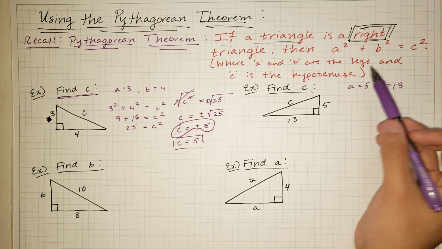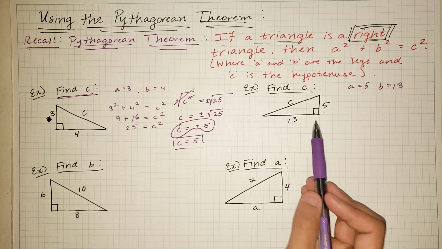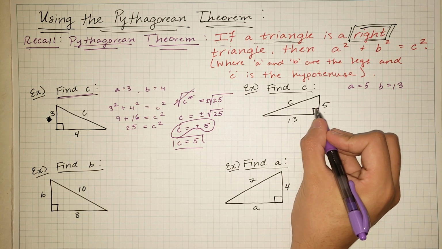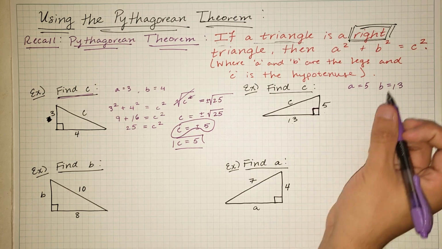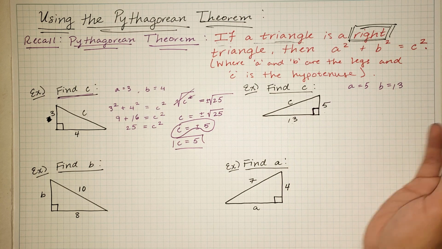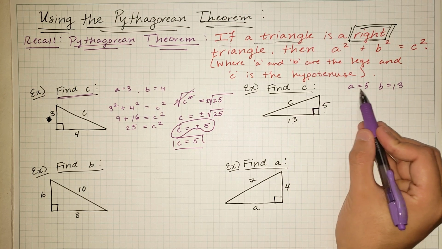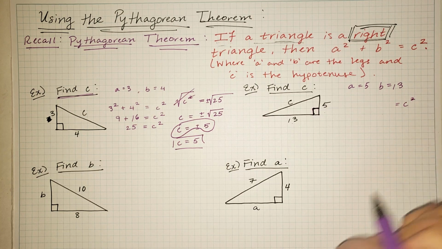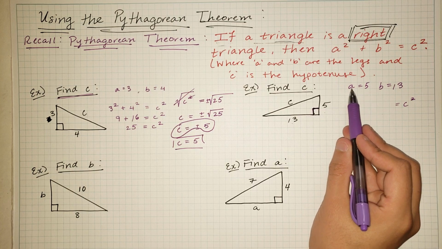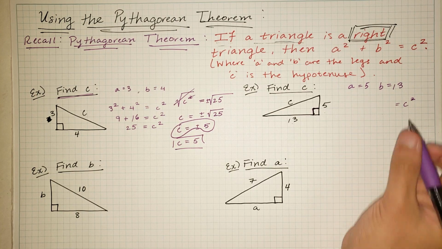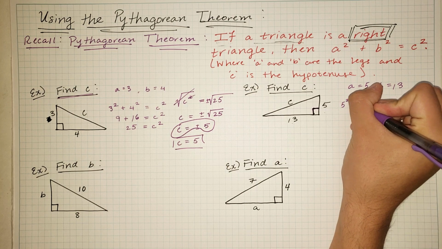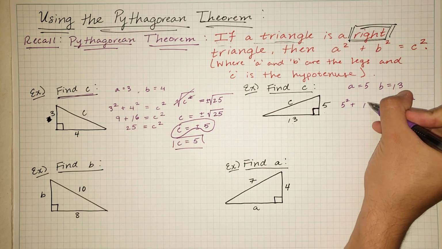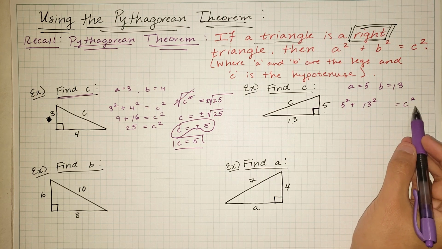So we're going to use the formula a squared plus b squared equals c squared. Why? Because we want to find c, and we're given that this is a right triangle because of the box. This right angle means it's a right triangle, so we use the Pythagorean theorem to find the missing side. What's a squared? a is 5, so a squared is 5 squared. So we have 5 squared plus b squared, which is 13 squared, equals c squared.